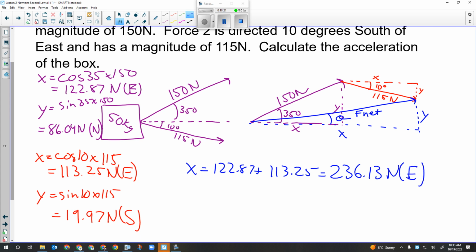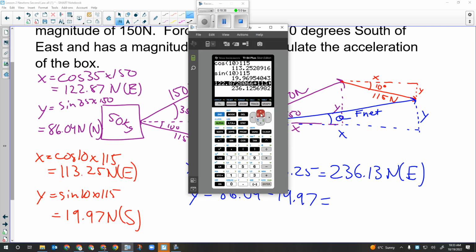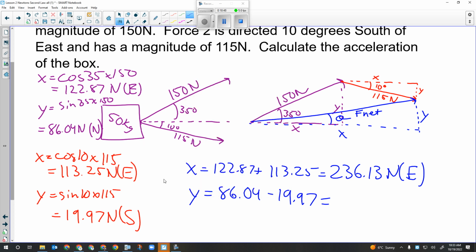And the two y's are opposite, so I've got to subtract them. So purple y, 86.04, minus 19.97. It's going to give me 66.07.